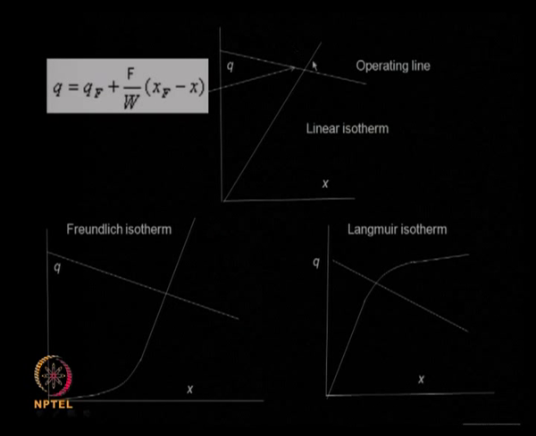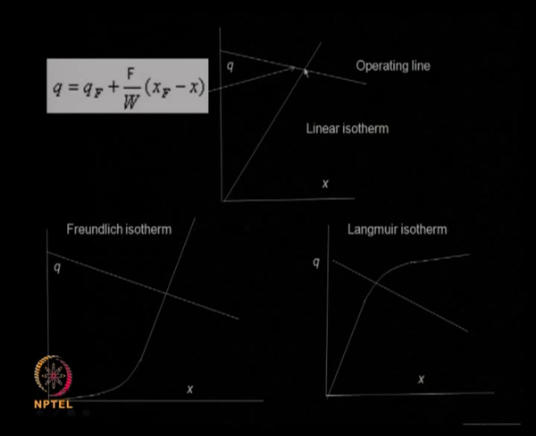In the case of a linear isotherm, you are going to have a relation like this, and the operating line contains terms like the amount of slurry or broth you are adding, the quantity of adsorbent you are adding, the concentration of the solute in the slurry or in the broth, and the concentration of the solute that is leaving. This is the equilibrium line which I talked about in the previous slide. The equilibrium line will generally look like this. This is your isotherm relationship, given as q equal to Kx.